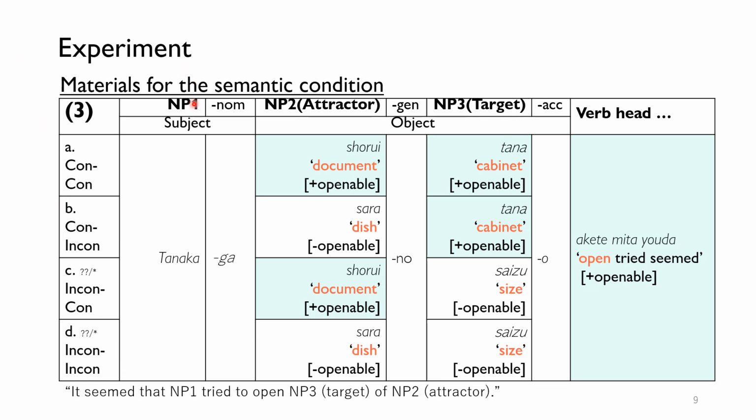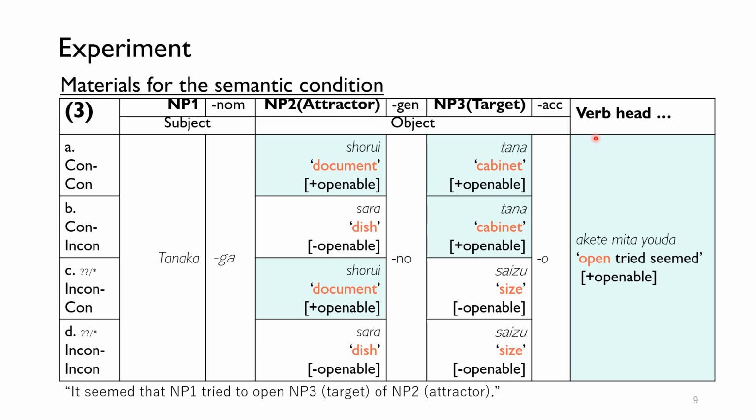For the semantic condition, critical sentences constitute a subject NP, an object NP, and a predicate. The object NP constitutes NP2 and NP3 connected with the genitive case marker no, NP2 no NP3. In English, NP3 of NP2. NP3 serves as the target that should be associated with the verb, and NP2 serves as the attractor that incorrectly attracts the verb. We manipulated the semantic congruency between NPs 2 and 3 with the verb.